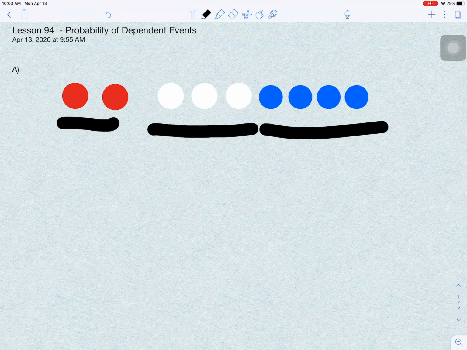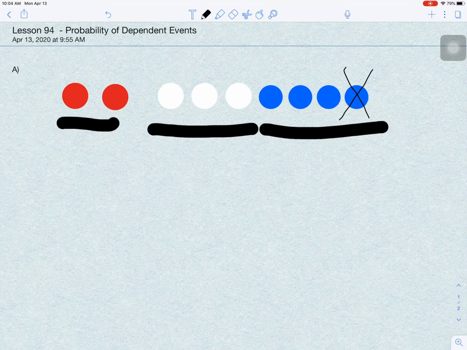So here, the question is, in a bag, there are 2 red marbles, 3 white marbles, and 4 blue marbles. 1 marble is drawn from the bag and not replaced. And then a second marble is drawn from the bag. And then it says, what is the probability of drawing 2 blue marbles?